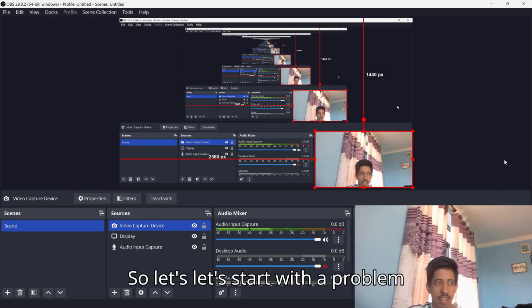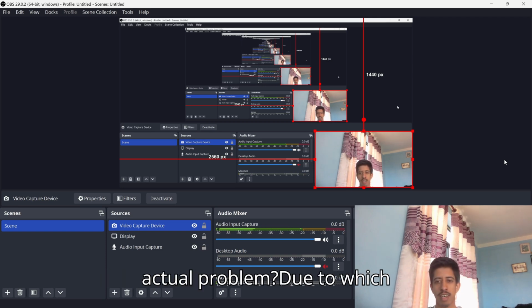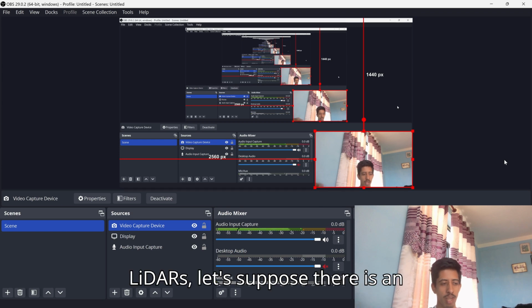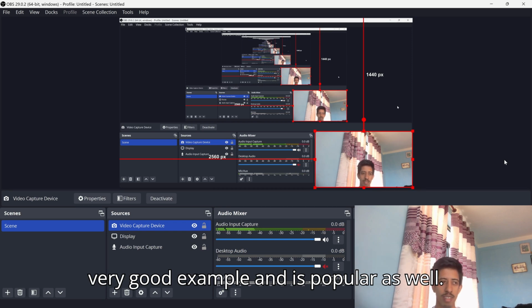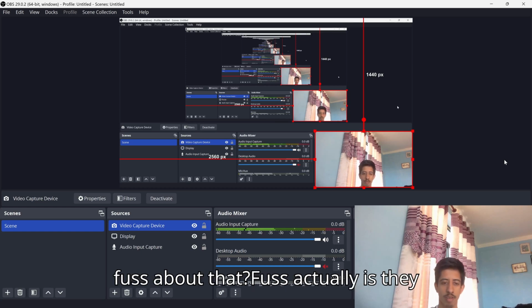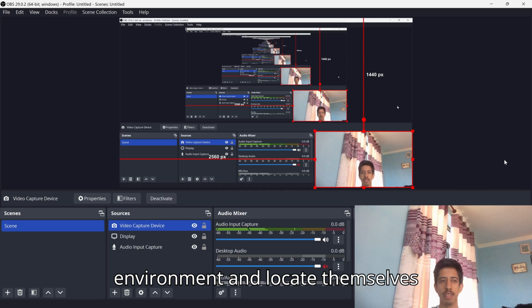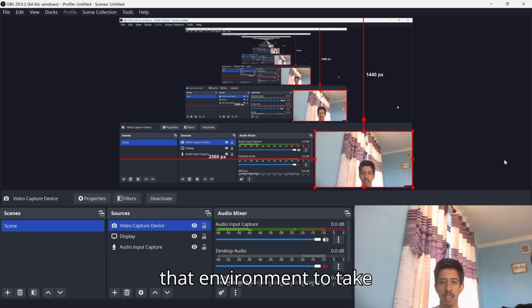So let's start with the problem, right? LiDAR is a solution, but what's the actual problem due to which we are inclining towards LiDAR to solve those problems in robotics? Let's suppose that there is an autonomous vehicle, a car. A car is a very good example, and it's popular as well. We all know the self-driving vehicles from Tesla, right? So what's the fuss about that? The fuss actually is they can autonomously map the environment, locate themselves in that environment, and navigate through that environment to take useful decisions.